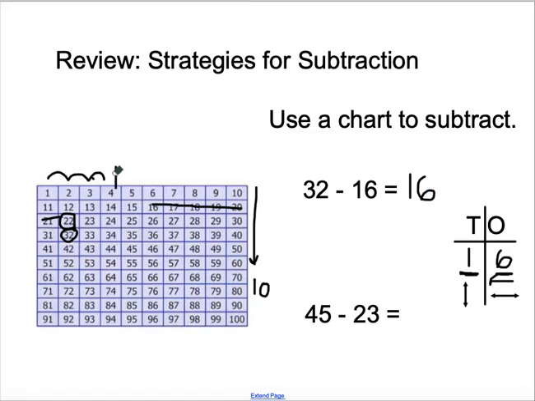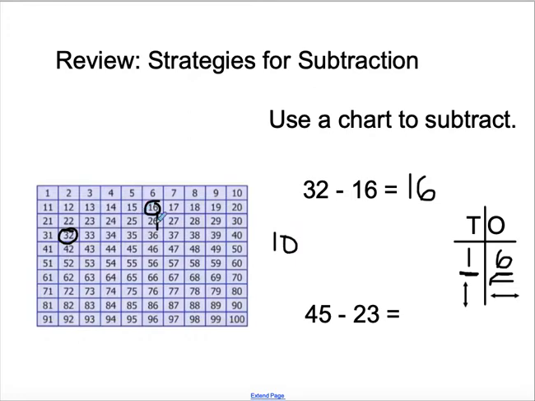Another way I could have subtracted this using a hundreds chart is to add up to subtract. So instead of going backwards, I'm going to be adding up. I'm going to start at 16 and I'm going to stop at 32. So now I'm going to go down 1, and now I'm at 26. And when I go down 1, that's really 10. So I went down 10.